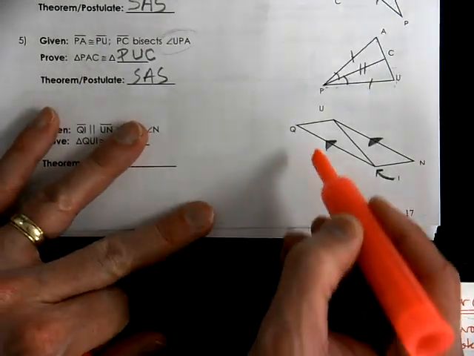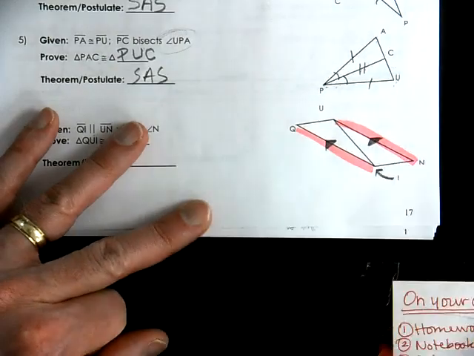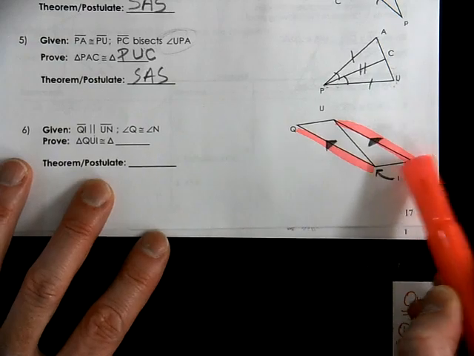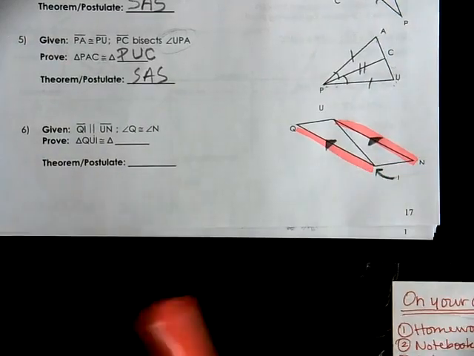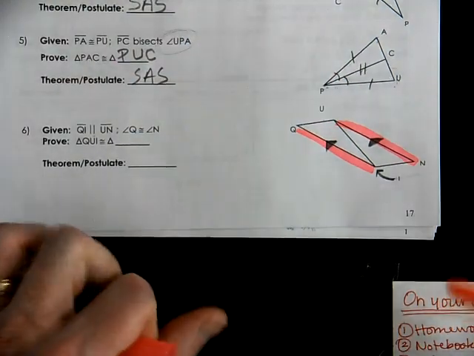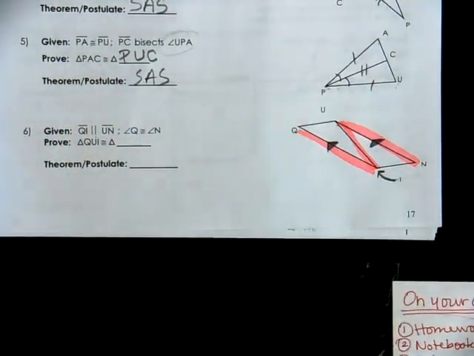So what you want to do, you can either use a marker or you can use your eyes, trace it out with your finger. Those are your two parallel sides. Now you want to come up with a segment that is part of both triangles. So this segment is not part of both triangles, so we're not going to use it. This segment is not part of both triangles, but this one here is part of both triangles.